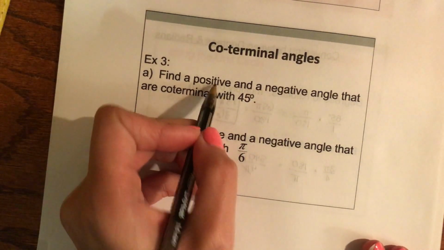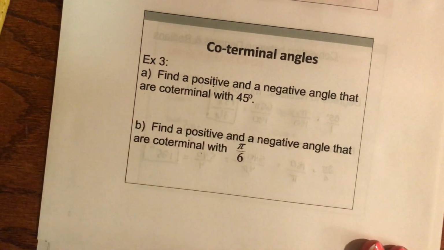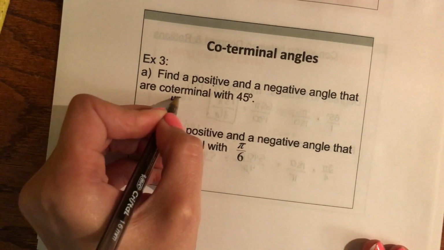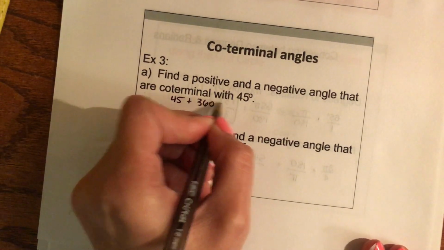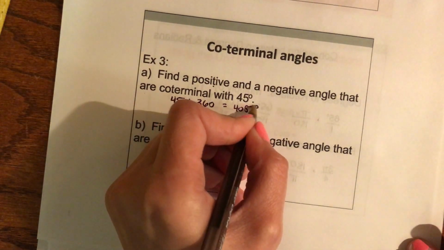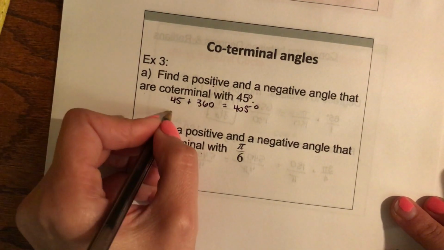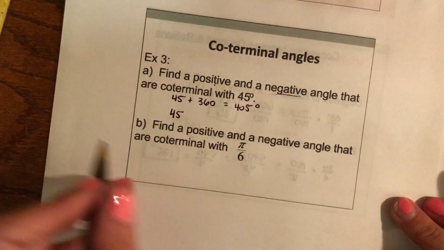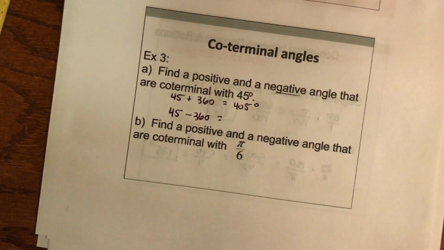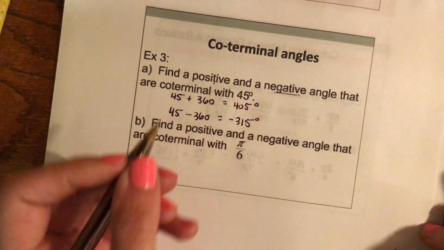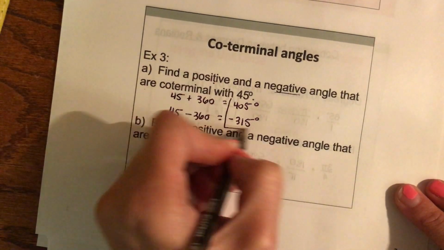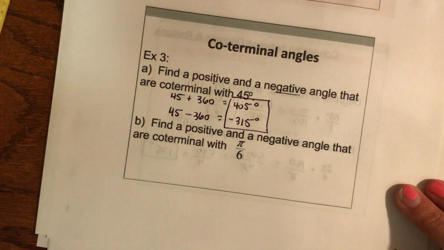It's asking for a positive and a negative angle that are coterminal with 45. Okay, well, if I want a positive angle that's coterminal with 45, this is in degrees, right? So I'm going to add 360 degrees, okay? And what that will give me is 405 degrees. That's a positive angle. I could do the same thing, except it wants a negative now, so I'm going to subtract 360. And what that will give me is a negative angle of negative 315. Okay? Now you can draw these, and I promise you they will all end up with the same initial and terminal sides. Okay? So this one's not so bad.